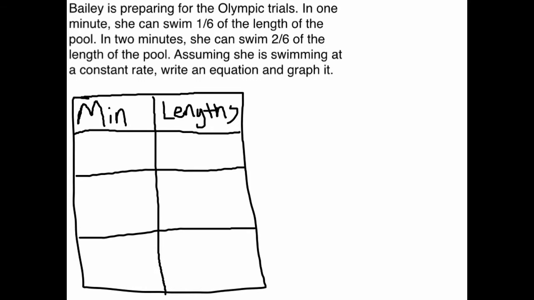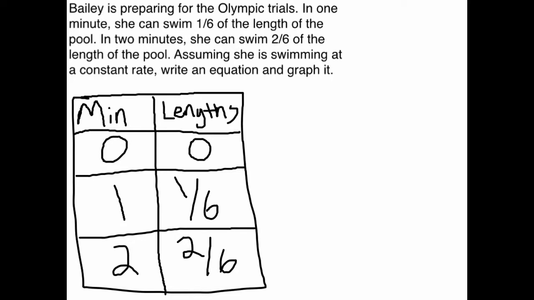Well, let me go ahead and put some of this information into a table. If Bailey has not swam at all, if she has swum for 0 minutes, she has swum 0 lengths of the pool. So that's going to be my first values. In 1 minute, she can swim 1/6. I'm going to put that into my table. In 2 minutes, she can swim 2/6 of the length of the pool, which is the same as 1/3 if I reduce that.